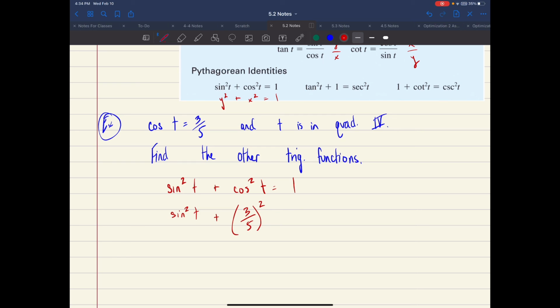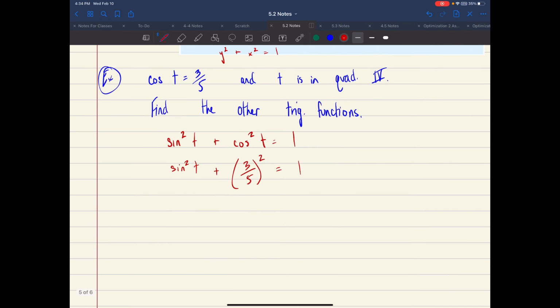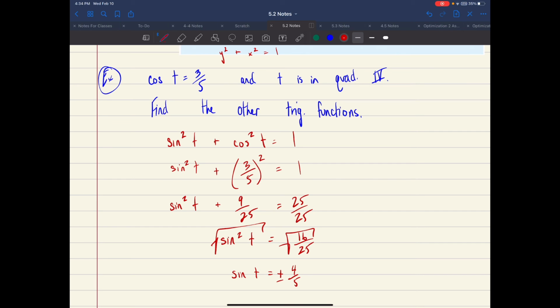And we're doing this because we need to solve for sine. This is the only one we're going to have to solve for like this. Once we get it, we can use it to get all of the other values. So sine squared t plus 9/25 equals 1. I'm going to rewrite that as 25 over 25 to speed it up, and then we subtract and take the square root. So sine squared t is 25 over 25 minus 9 over 25. So we'll have 16/25. Take the square root of both of these, and we get sine of t equals 4/5, and it's plus or minus.